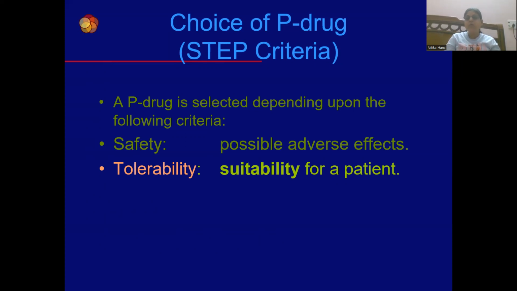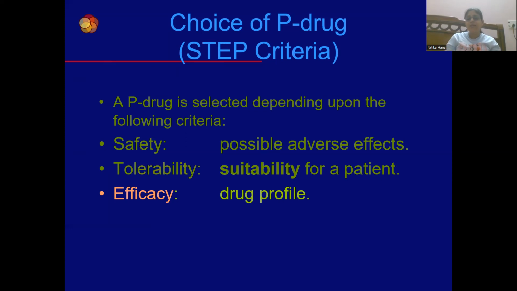Some drugs are avoided in patients with certain disease conditions like renal and hepatic disease, or heart disease like CHF and heart block. Beta blockers, for example, are avoided in patients suffering from CHF, bronchial asthma, diabetes and Raynaud's disease. This is according to suitability for the patient. We select the P drug accordingly.